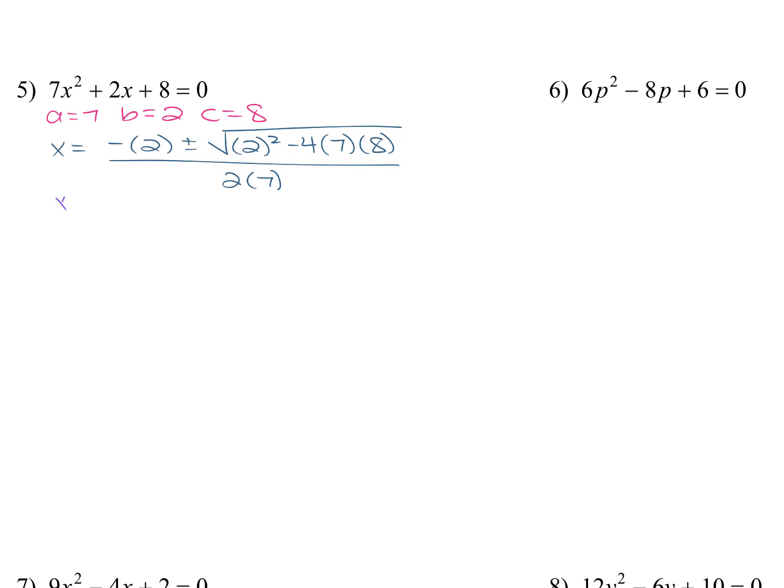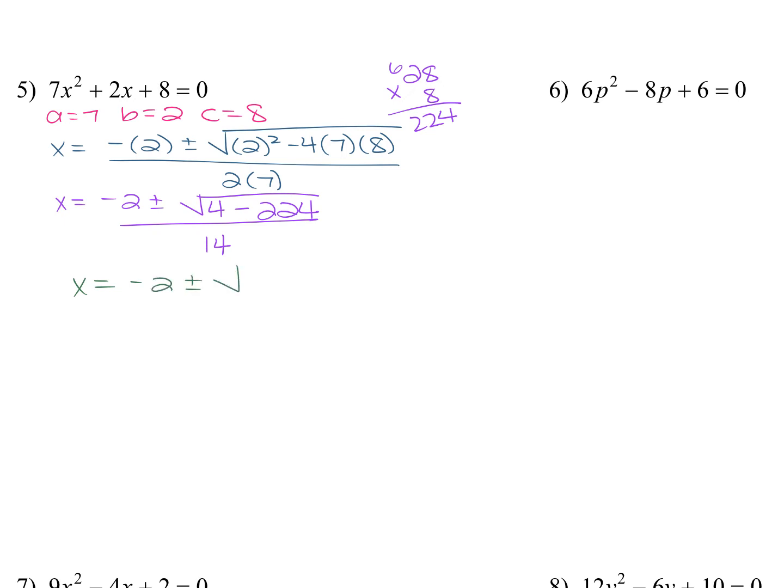You're going to simplify this and get negative 2 plus or minus the square root of 4 minus the 4 times 7 is 28. If we multiply that by 8, the 8 times 8 is 64. 8 times 2 is 16 plus 6 is 22. So it's minus 224 all over 14. From here, we have x is equal to negative 2 plus or minus the square root of negative 220 all over 14.